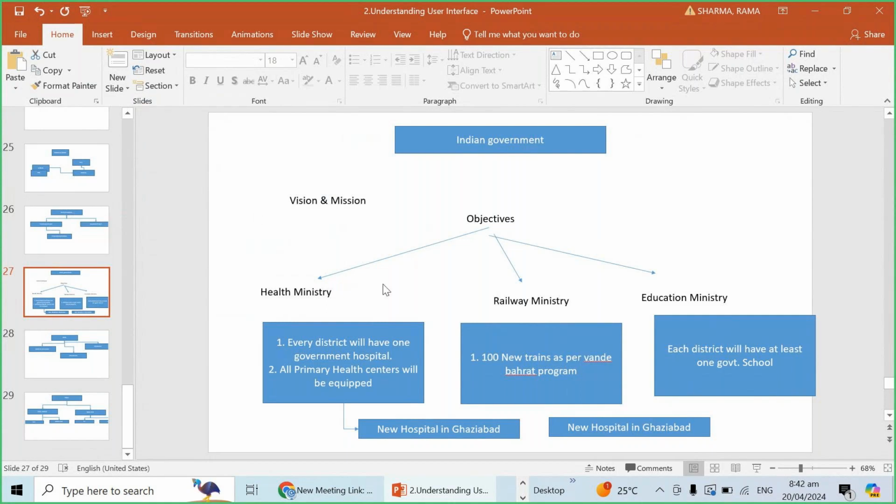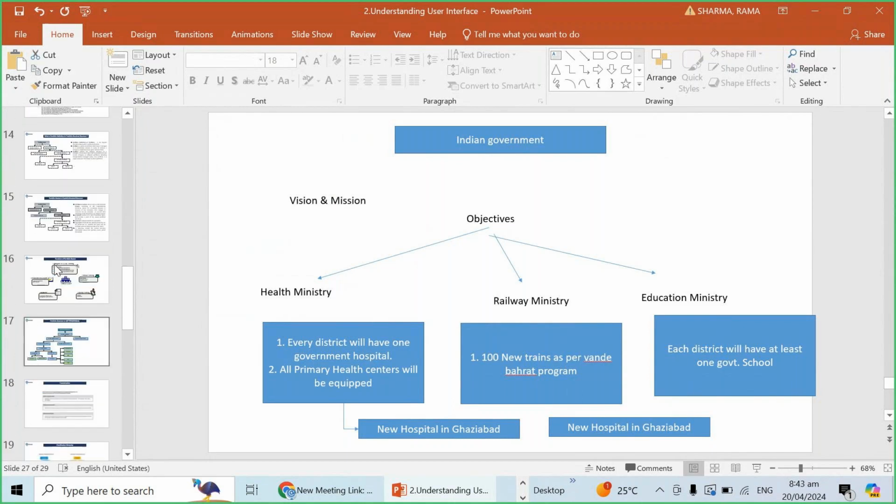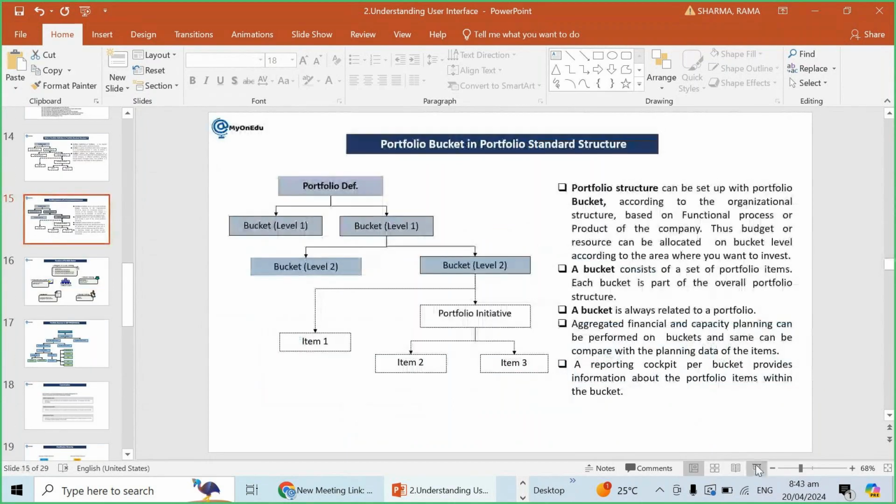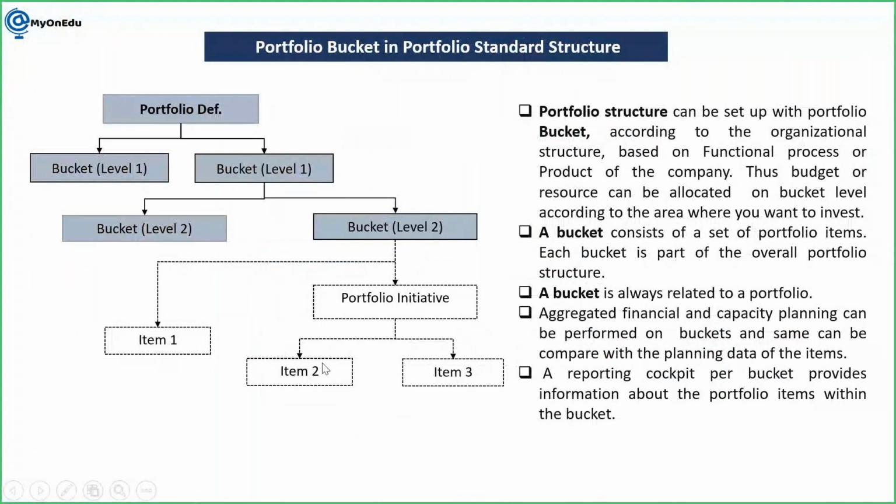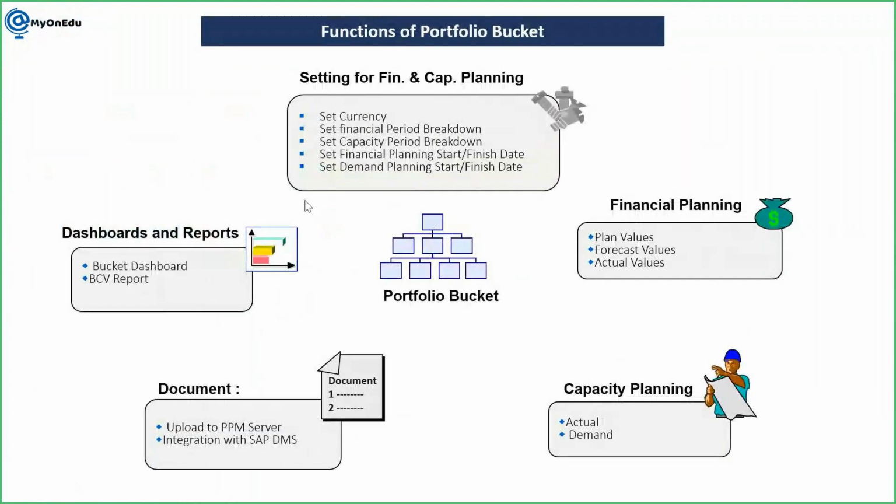The same thing happens for other resources also. If you are deploying any resources or machinery, how it is managed is also as per your planning. I'm taking examples again and again from the government because you can understand how exactly it happens. Similar things happen in the organization also. Whatever financial values we plan at the last level are going to aggregate to the top level. These are the functions of the portfolio bucket.